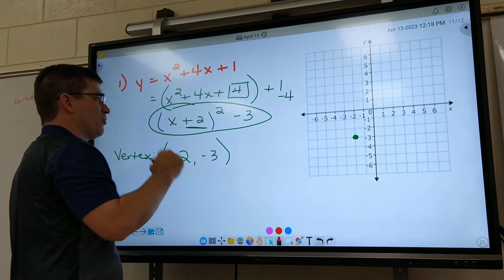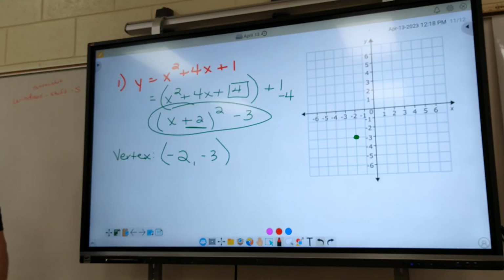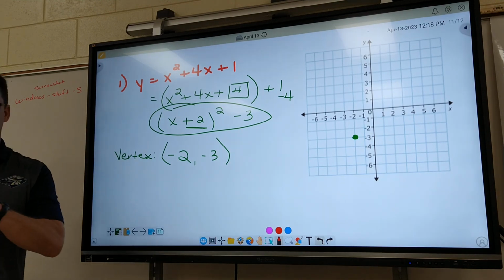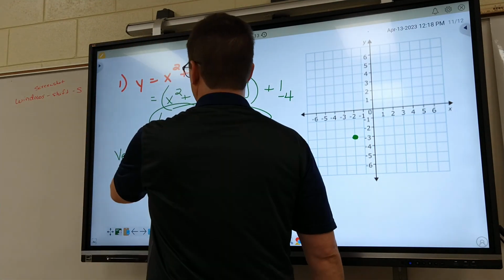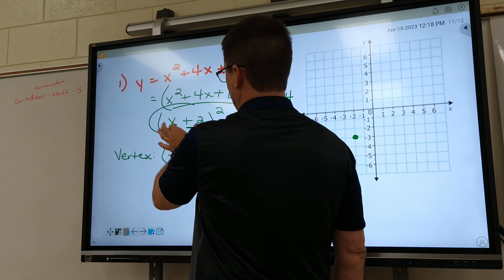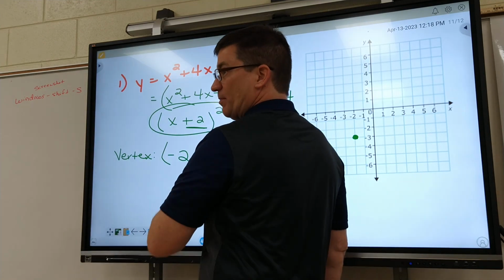Now don't draw a parabola yet. Why wouldn't the 3 be a positive? All right, you only got to flip this sign because this one's in the parentheses. That one's not in the parentheses, so you don't flip that one.